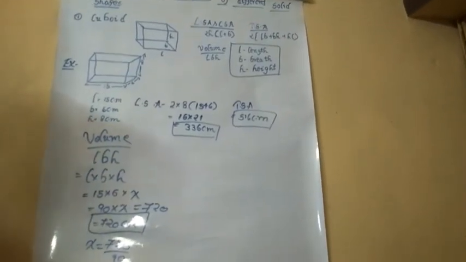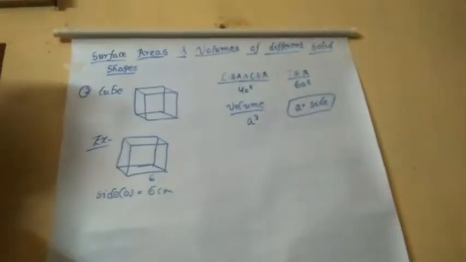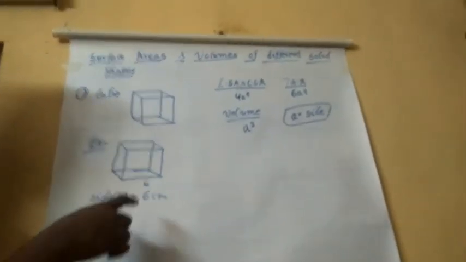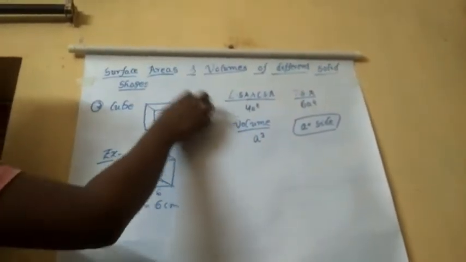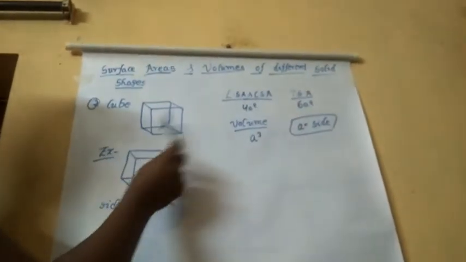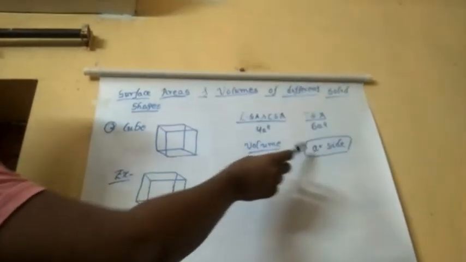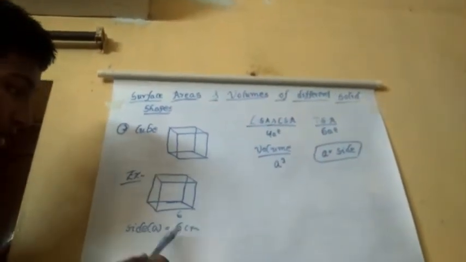Next, let's come to the second one, which is the cube. The cube has all lengths equal, just A. All lengths are equal to A, the side. The LSA and the CSA of a cube is 4A square, the total surface area is 6A square, and the volume is A cube. So friends, let's do an example about this.